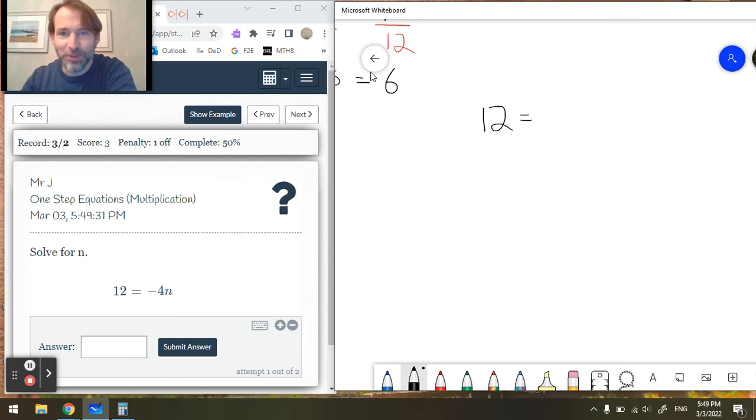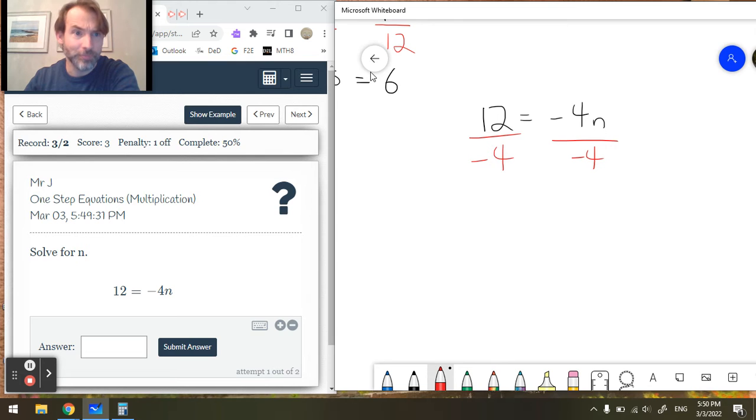Okay, 12 is equal to negative 4 times some number. What number times negative 4 is 12? Well, right now we're multiplying this number by negative 4, so let's do the opposite of that. Let's divide it by negative 4. I'm going to divide both sides by negative 4. Right? That's my little strategy there. That's my little trick.